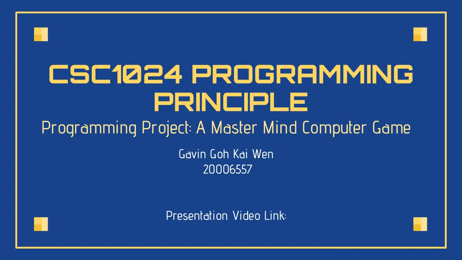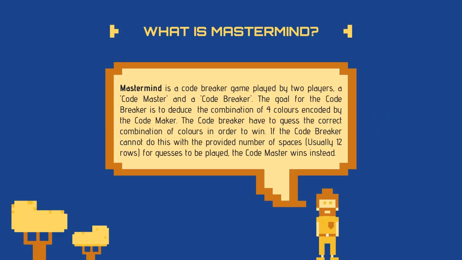My name is Gavin and today I'll be introducing you to my Mastermind project. So what is Mastermind? Mastermind is a game for two players where each player plays either the code breaker or the code master. The objective of the code breaker is to guess the combination of colors that the code master has generated. If they do so in 12 turns, the code breaker wins. If not, the code master wins instead.